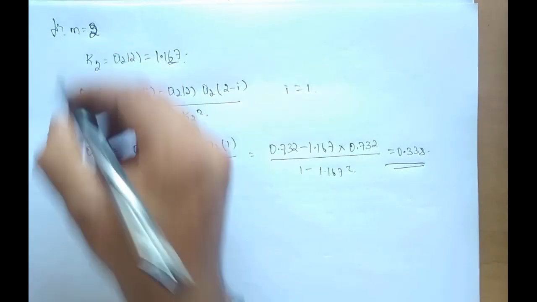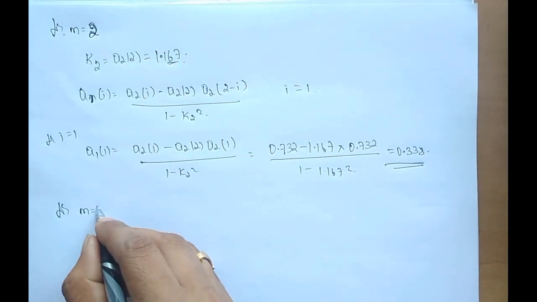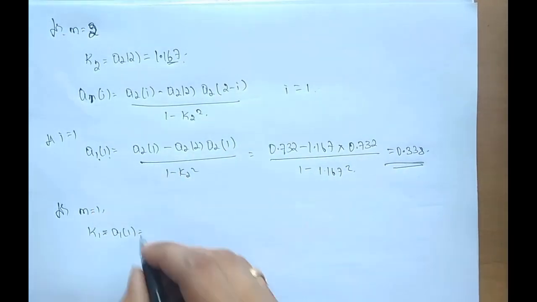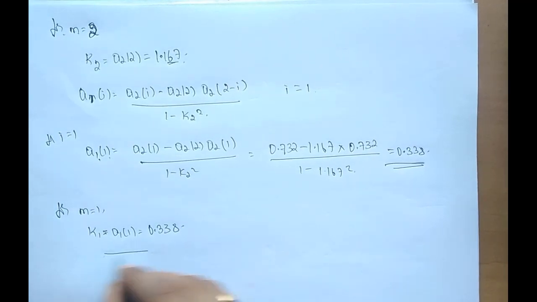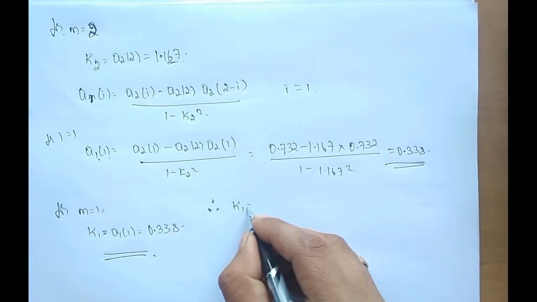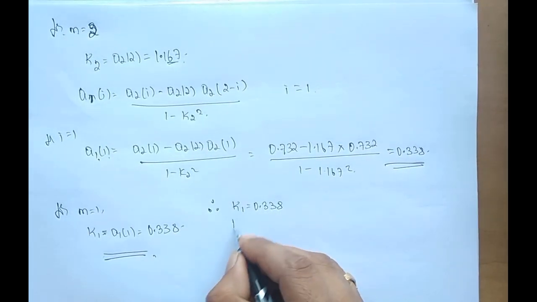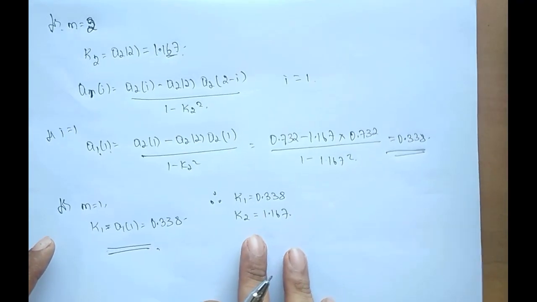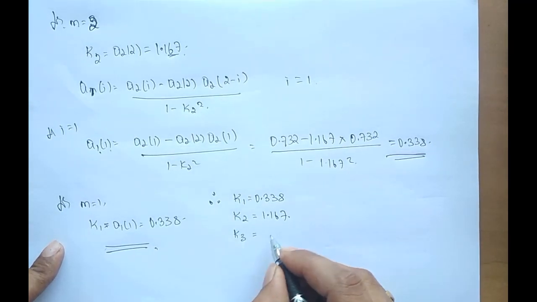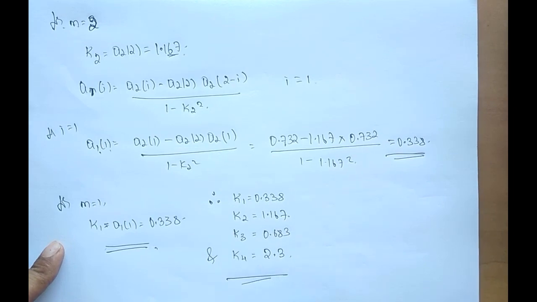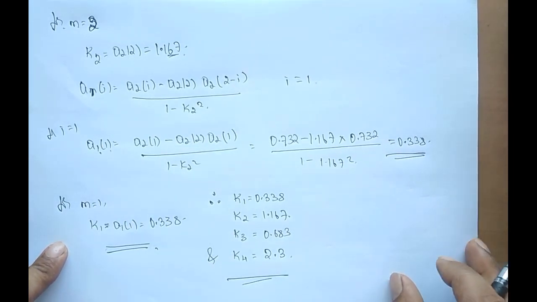Okay. So now the last loop, for m equal to 1, k1 is equal to a1 of 1. What is the value of a1 of 1? 0.338. Now you have to stop here because I got the value of k1. So therefore we got all the values of k, right? k1 is 0.338. k2 is 1.167. k3 is 0.683 and k4 is 2.3. Okay, so these are the coefficients for lattice realization.